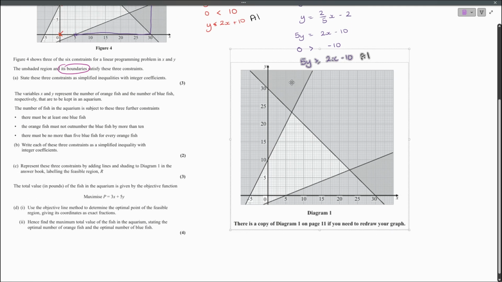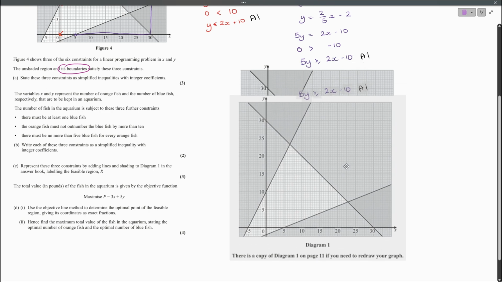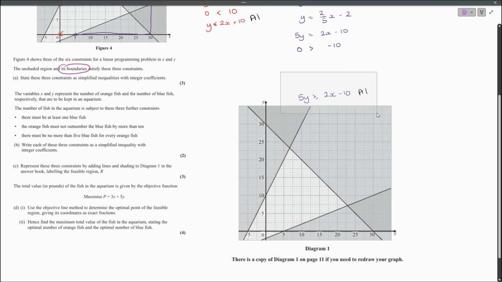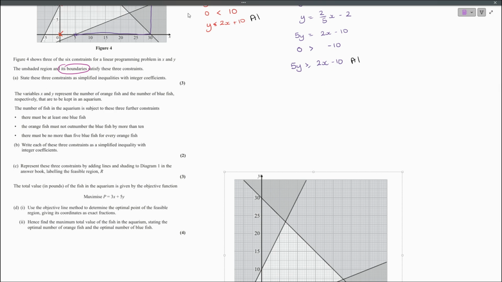Moving on to part B now, and I just need to move this diagram down a tiny bit first of all. So moving on to part B, and I'm going to use green pen for this one. So the number of fish in the aquarium is subject to 3 further constraints.